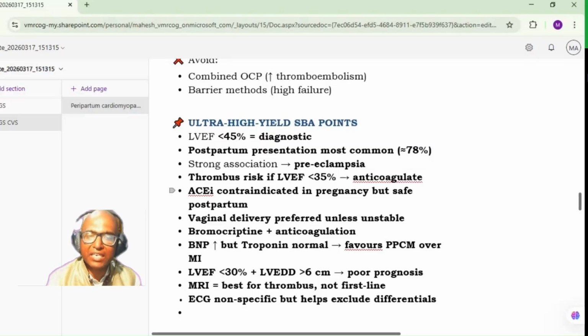Then BNP levels are increased, but troponin level is normal. That will favor PPCM over myocardial infarction. So this investigation in the differential is very important to differentiate from myocardial infarction. Left ventricular ejection fraction less than 30% plus left ventricular end diastolic dimension more than 6 centimeters has a poor prognosis. MRI is best for thrombus, but not a first-line investigation. ECG will show non-specific changes, but helps to exclude other differentials.